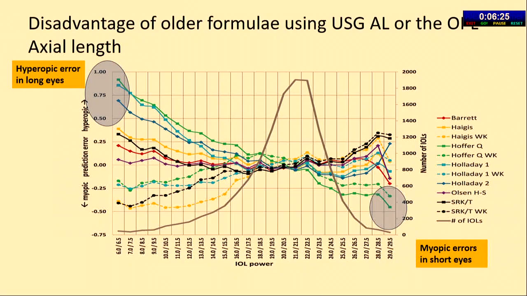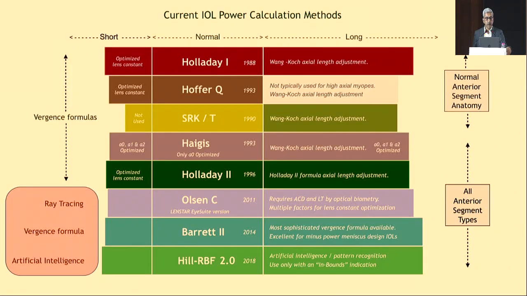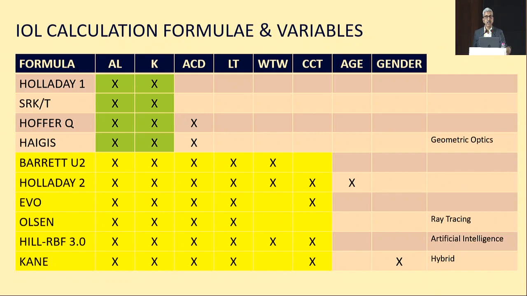That's because the traditional previous generation formulae use the ultrasound axial length, and they tend to give hyperopic errors in long eyes and myopic errors in short eyes. The newer generation formulae, on the other hand, have algorithms in them, like the Barrett Universal 2, which we are all using, and the Hill RBF 2, and they counter these errors which occur at extremes of the axial length. But the downside of the newer generation formulae is that they require a large number of parameters, and this is where the new generation biometers come into play. On average, they require at least 5 or 6 parameters to calculate.